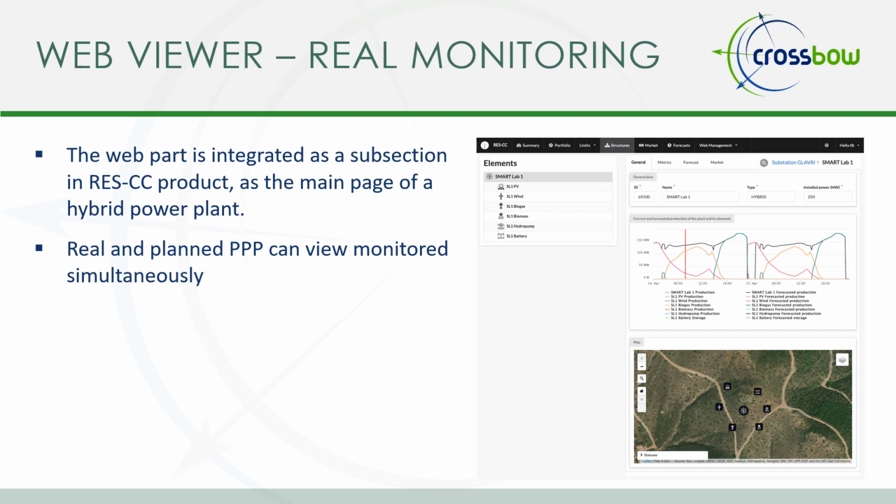The web part is integrated as a subsection in the REST CC product as the main page of a hybrid power plant. Real and planned power production profiles can be monitored simultaneously.